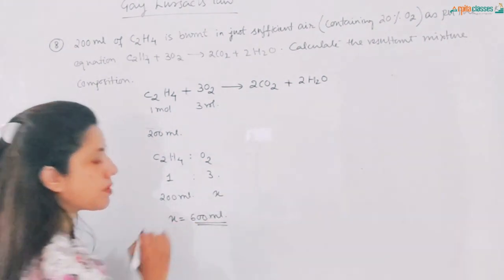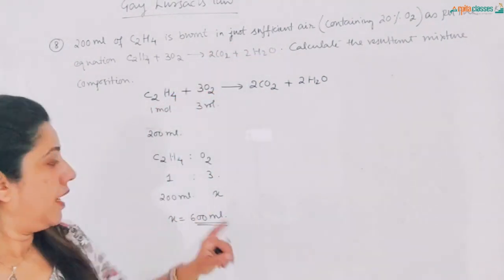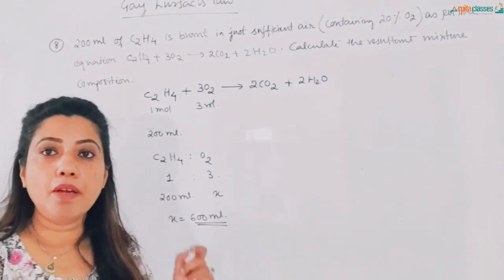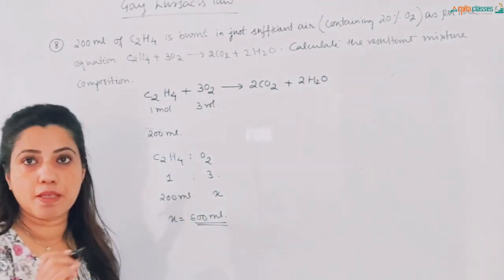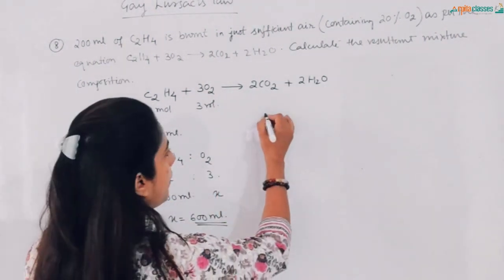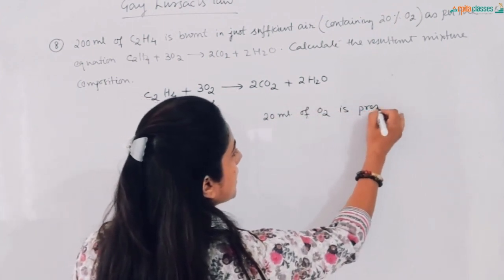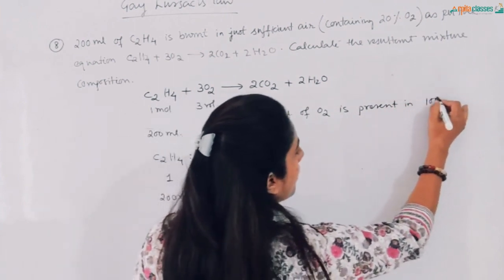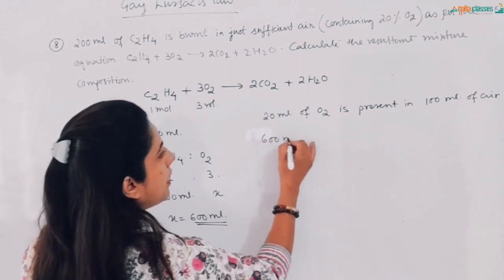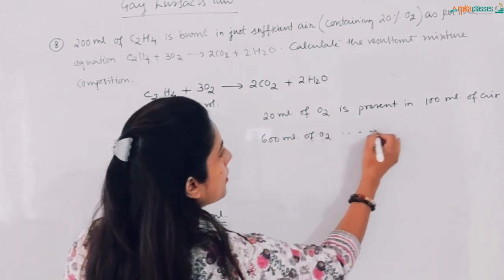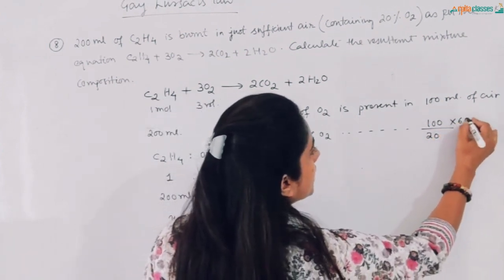So we require 600 milliliter of oxygen. But here it is said that in just sufficient air. Now 600 milliliter of oxygen will be coming from how much air, that we need to see, because 20% oxygen is present in air. So we'll write that 20 milliliter of oxygen is present in 100 milliliter of air. That means for 600 milliliter of oxygen, how much air is required? It is 100 divided by 20 into 600.